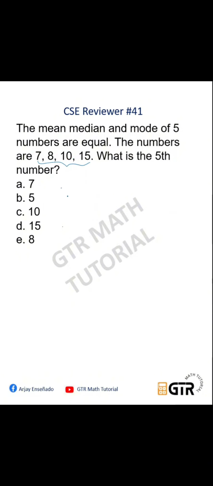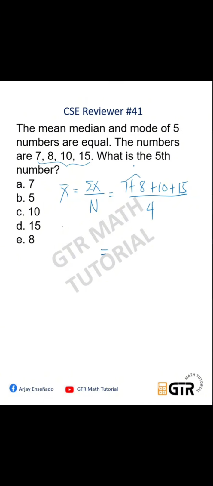Ang formula ng average, x bar ay equal sa summation of x, or ito yung total ng apat, and then divide kung ilan sila. Ilan sila? So apat. So therefore, ang fifth number ay 7 plus 8 plus 10 plus 15 divided by 4. So therefore, we can solve this mentally.